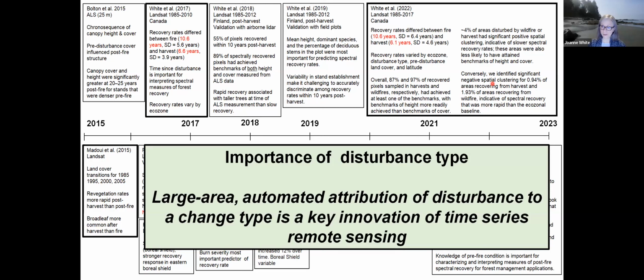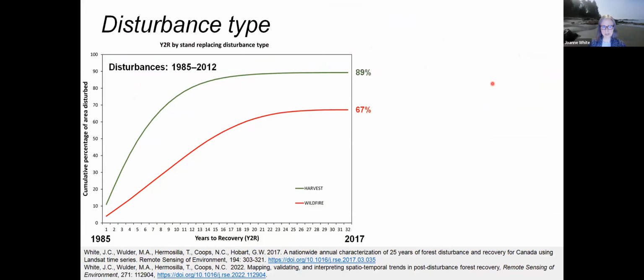And I mentioned earlier that this capacity to automate the attribution of disturbances to a disturbance agent over very large areas has been a key innovation in remote sensing science, but also in recovery assessments as well. And just to show you an example of what I mean, here's from work we've done in Canadian forests.